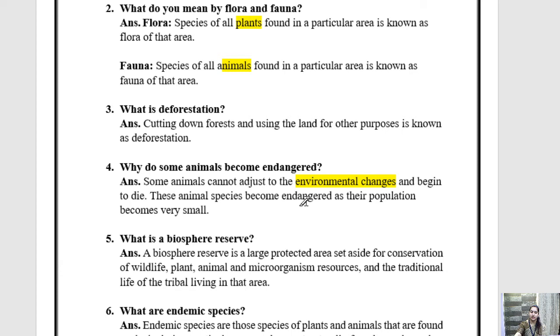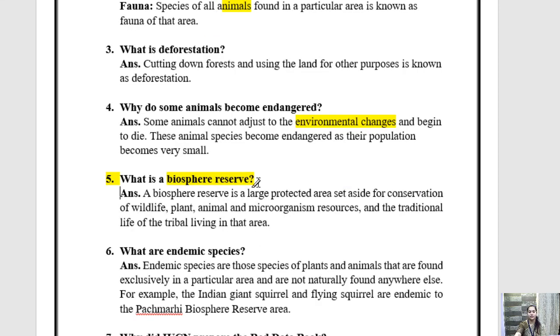Question number 5. What is a biosphere reserve? So as you know, a biosphere reserve is a large protected area where plants and animals are conserved along with their tribal people. Alright, plants and animals we conserve, and along with that we also protect the tribal living area. So they are called biosphere reserves.